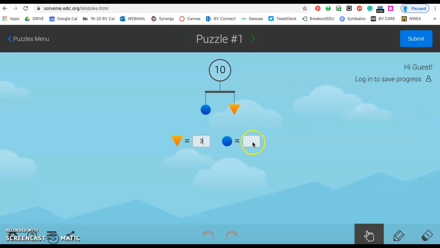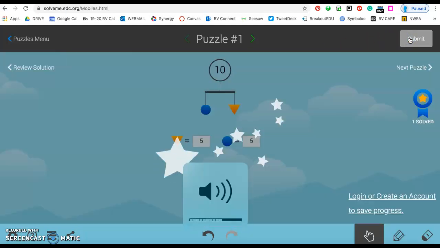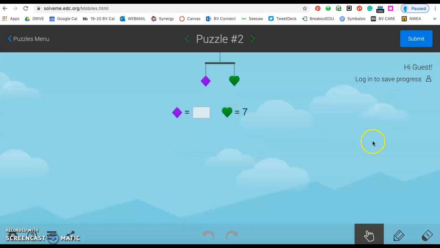If we thought the triangle could be 3, and I'm trying to think what else would give me 3 plus something equals 10, that would be 7. Look what happens. See, the blue circle is now heavier than the golden triangle, and we don't want that because that's not how the puzzle looked when we first looked at it. So what if we said that they were both 5? Well, we still have a value of 10 because 5 and 5 is 10, and I still see that the bar is level. So let's check it. Oh, we've got it. Let's try the next one.